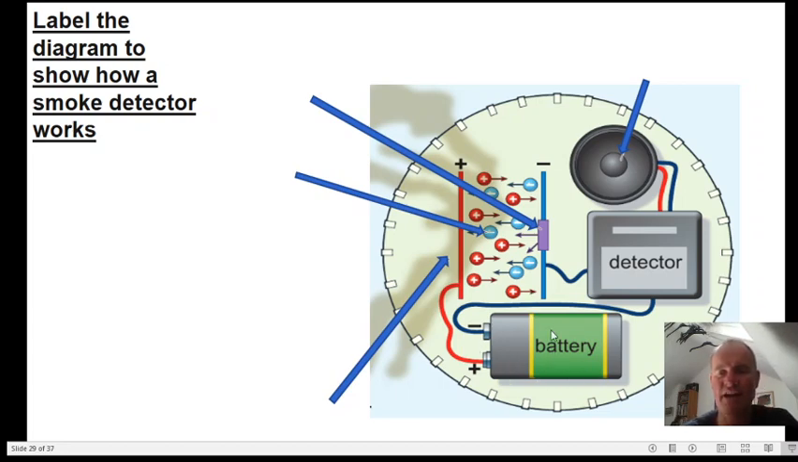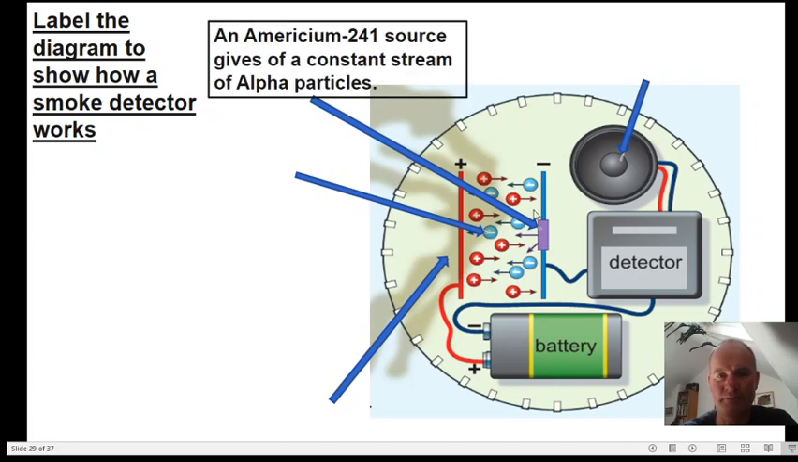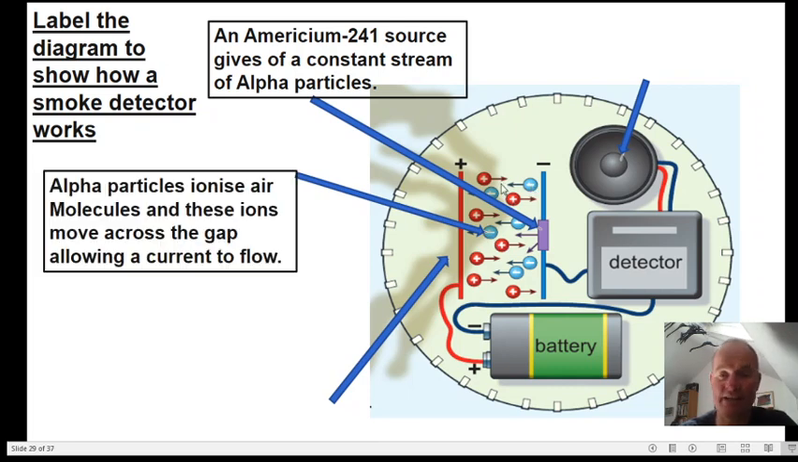Again, we've got our battery, a 9-volt battery. We've got our positive and negative plates, because that's what the battery's connected to. And we've got the alpha source here. Americium-241 is a source of alpha particles. The alpha particles are emitted from here, as we saw in the cloud chamber, and ionize the air, creating these ionized particles, which are negative or positive, because it just bumps the electrons off them.